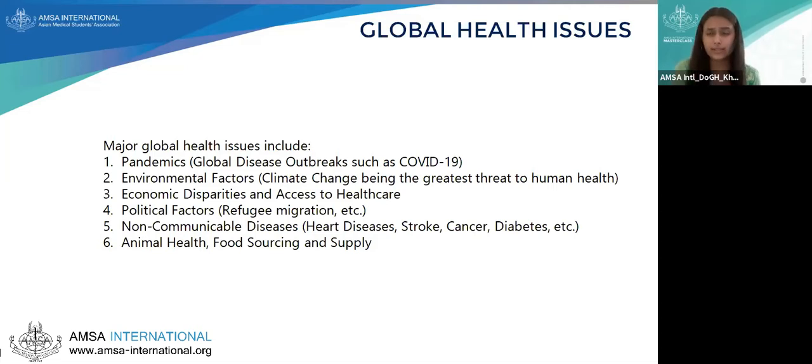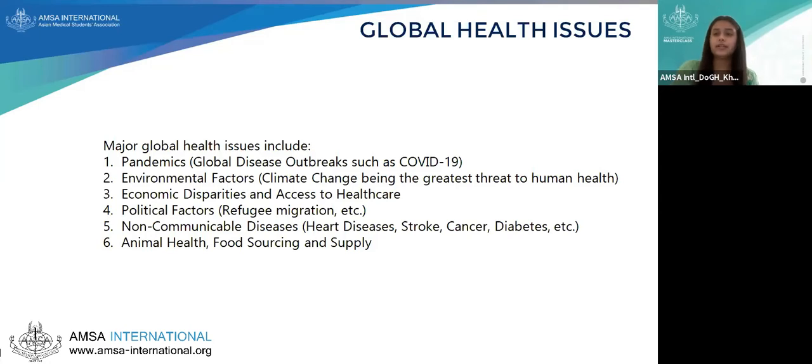Second, environmental factors. As we are all aware, climate change has been one of the greatest threats to human health. And the Paris Treaty has been something that's been signed by countries on the global level to bring change in regards to the climate. Third, as a global health issue, is economic disparities and access to healthcare. It's a national issue as well as a global health issue, whereas low and middle income countries might not be able to get proper access to healthcare in comparison to their counterparts, as well as within a country, there might be unequal access to healthcare depending on the social strata.